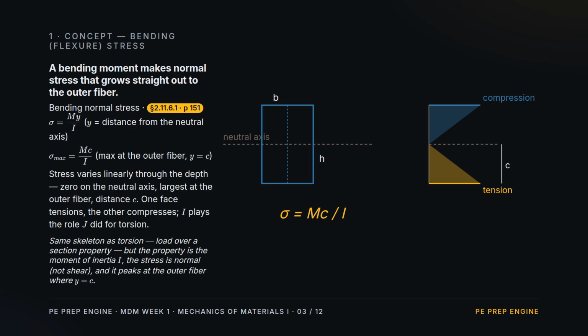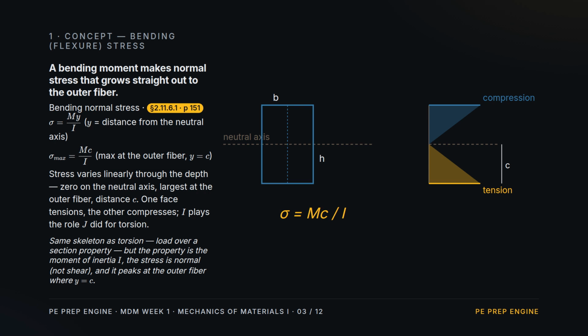Concept 1. Bending stress. Bend a beam, and every fiber along the depth carries normal stress, but not equally. It climbs straight from 0 on the neutral axis to a maximum at the outer fiber. Sigma equals Mc over I, moment times the outer fiber distance, divided by the moment of inertia. One face is squeezed in compression, the other stretched in tension.